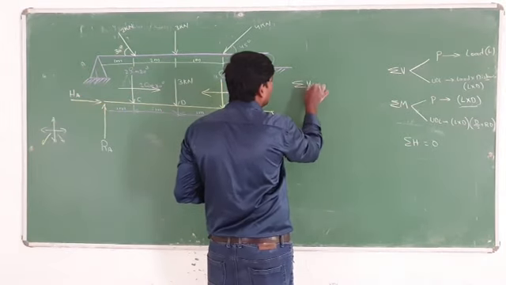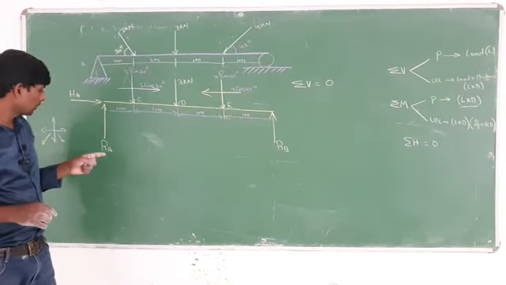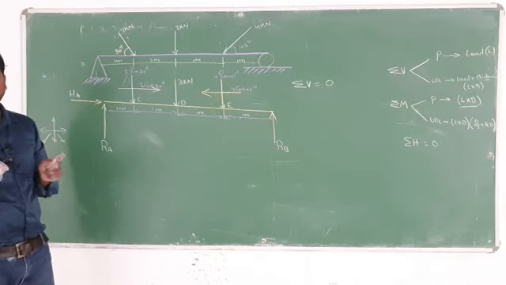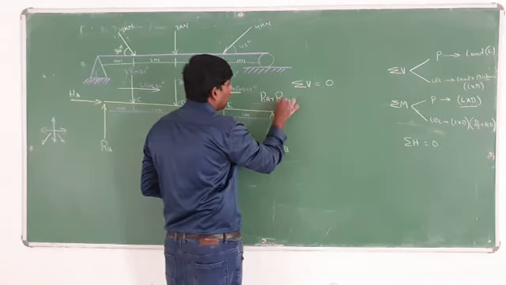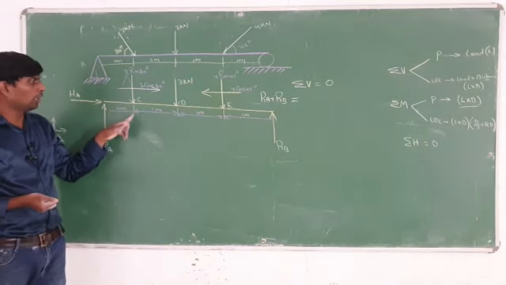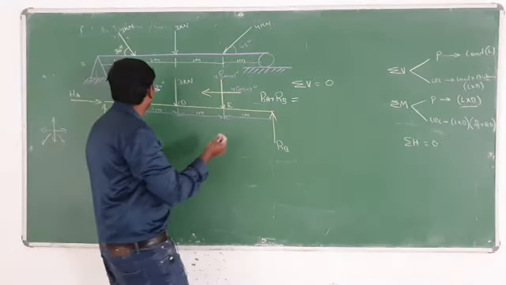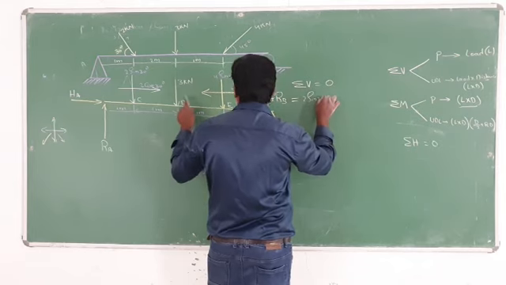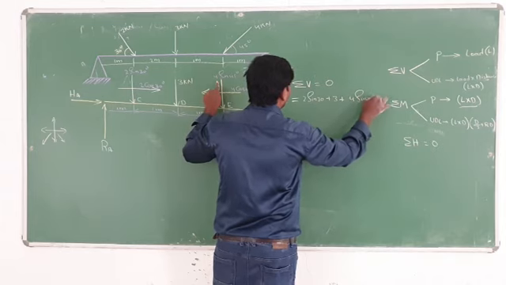Sum of vertical forces is equal to 0. How many forces are going up? RA and RB. Only two forces are going up. So I will write here RA plus RB, equal to. How many forces are going down? 1, 2, 3. These three forces are going down. First one is 2 sin 30. Second one is plus 3. Third one is 4 sin 45.